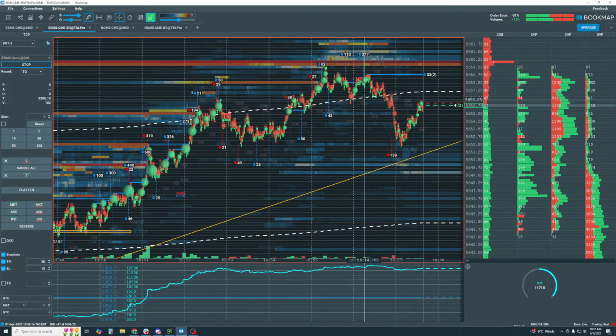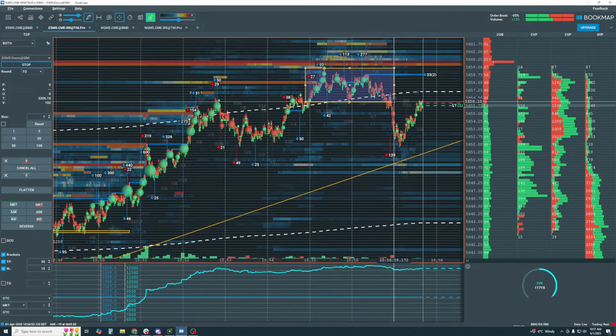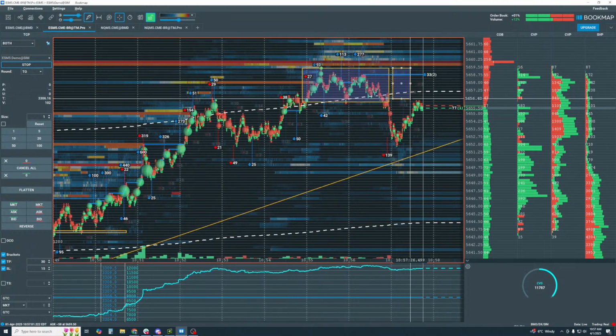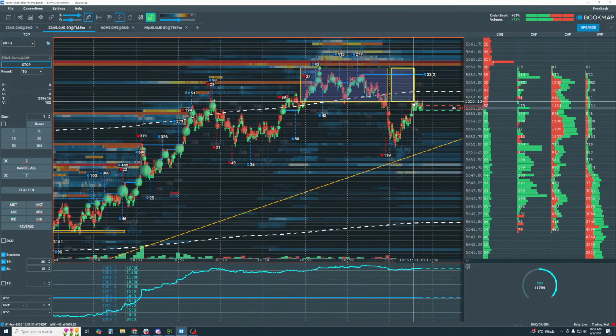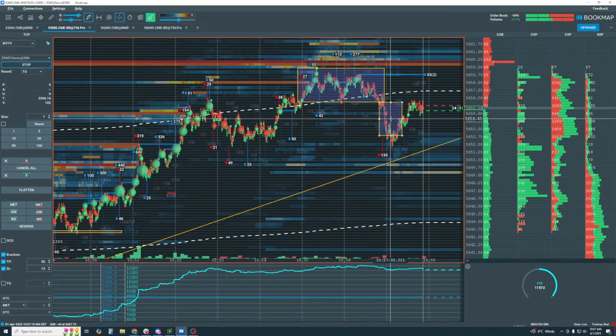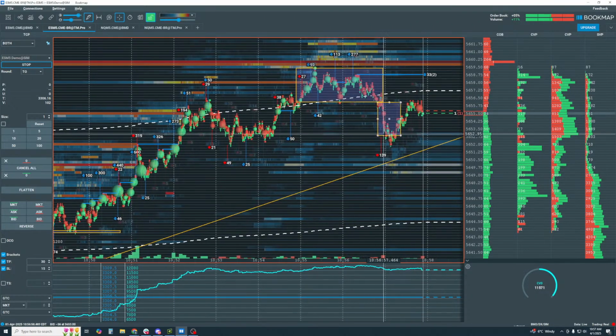So again, this is like a microstructural area. It's not truly microstructural. It has a different definition, that would be sub-second. But this is what I mean. And the measured move has already unfolded. So this move is done.